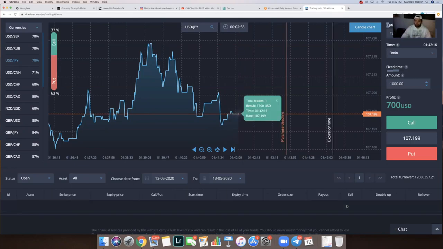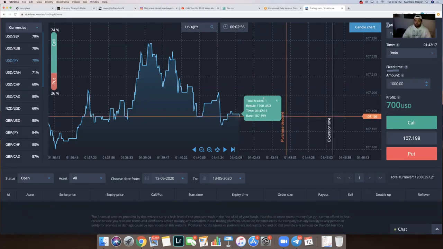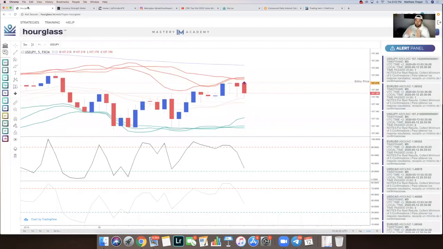As soon as it crosses, you see the green bubble right there. That means you have cleared the trade. So that is how you use the platform. And that is how you use my strategy. It is very, very simple, guys.